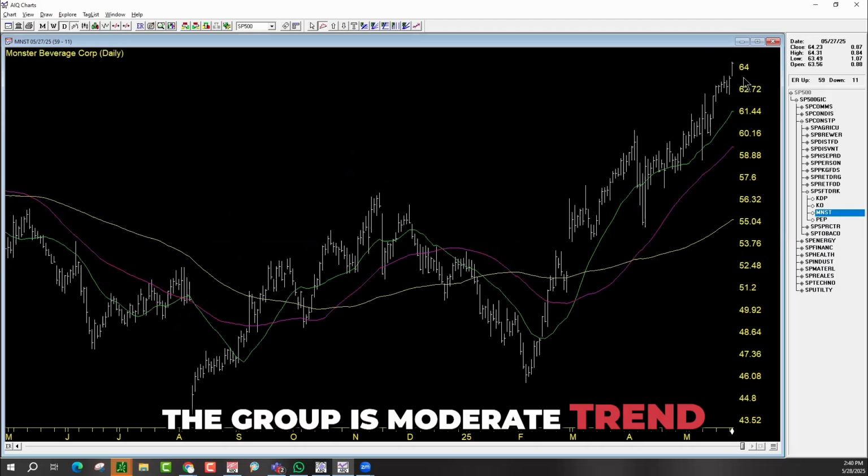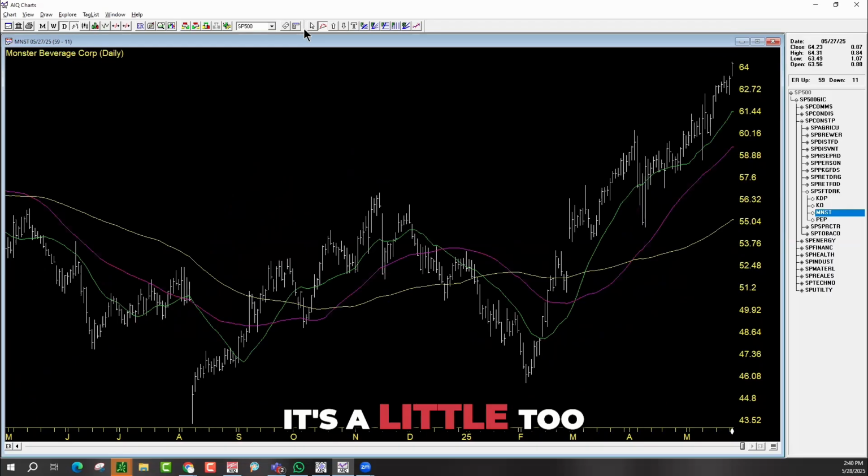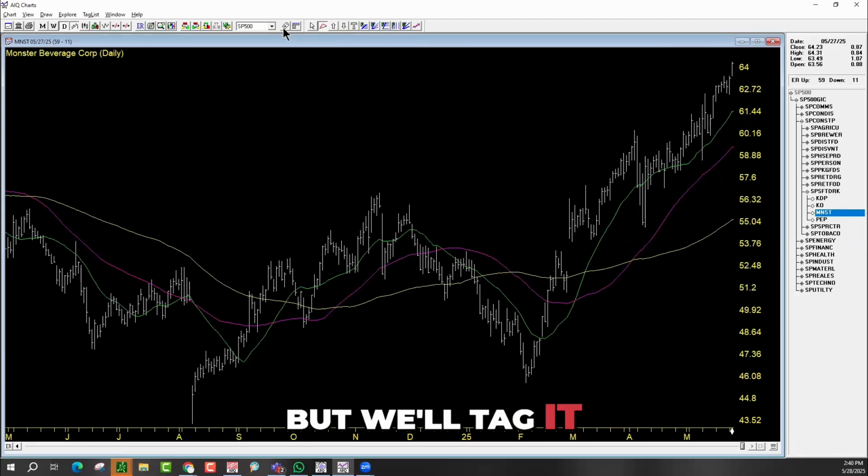I mean, the group is moderate trend, but obviously, Monster is leading the charge. I will tag that. It's a little too strong a trend. A pullback would be nice, but we'll tag it in the list anyway.